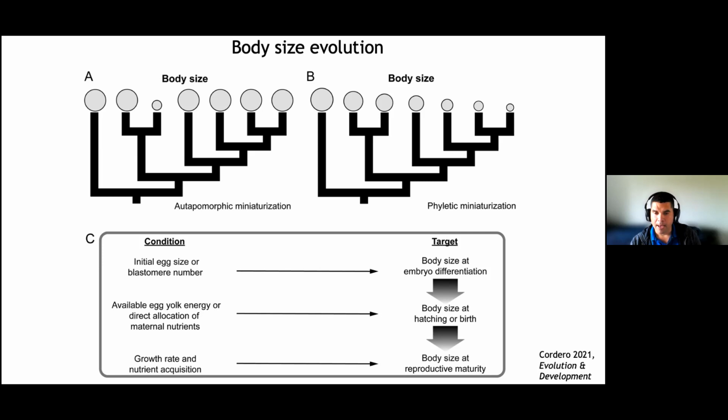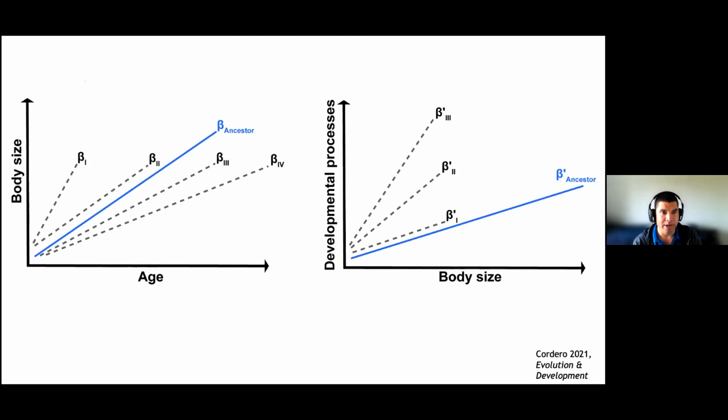And then adult body size is usually determined by growth rate after embryonic development and also the acquisition of nutrients. So we wanted to test these three conditions, but we were also interested in what I spoke about earlier, allometric trajectories and the different scenarios by which they can arise.